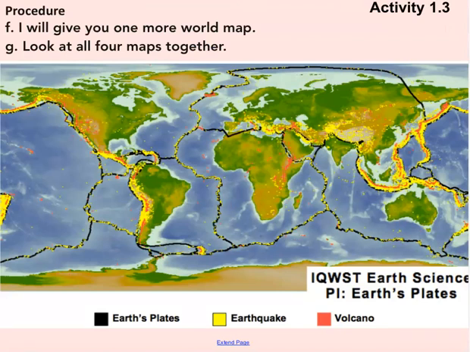And if you look at procedure F, it says, I'm going to give you one more world map. What we're basically doing is looking at all 4 maps together. So when you look at this map here, you notice you have the elevation, the lighter and the darker colors. You have the plates that you just saw. You have the red dots, meaning the volcanoes, and the yellow dots, meaning the earthquakes. So here in this map is the ultimate map. We just combine all 4 things: elevation, earthquakes, volcanoes, as well as the plate boundaries.